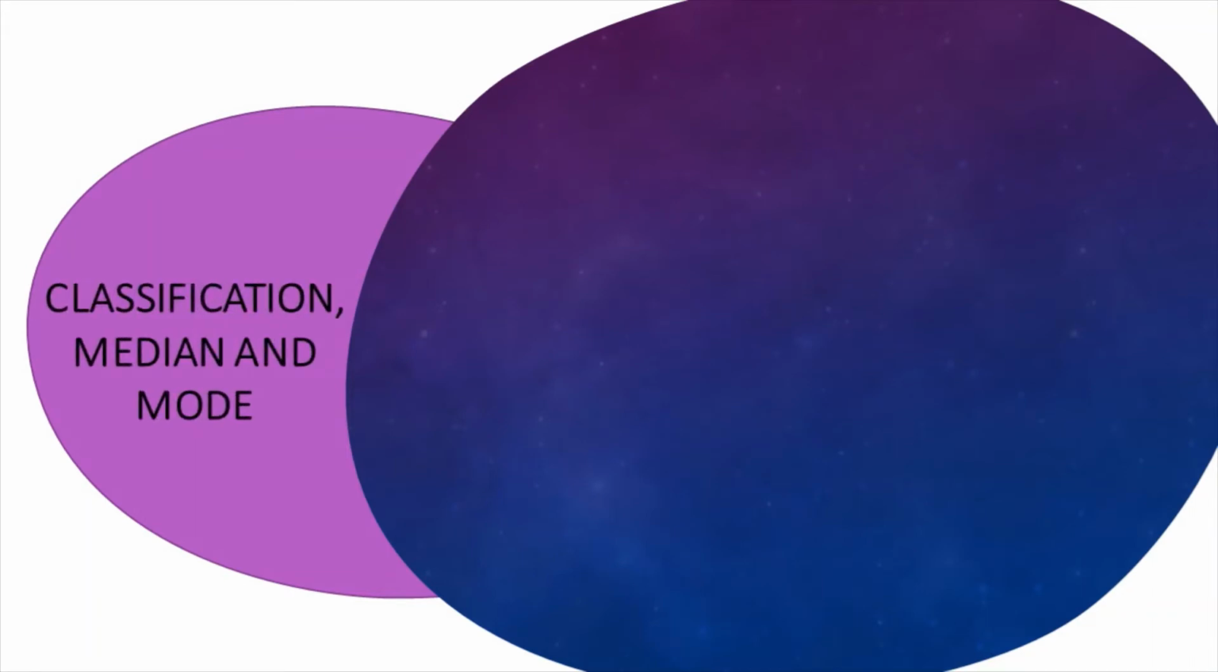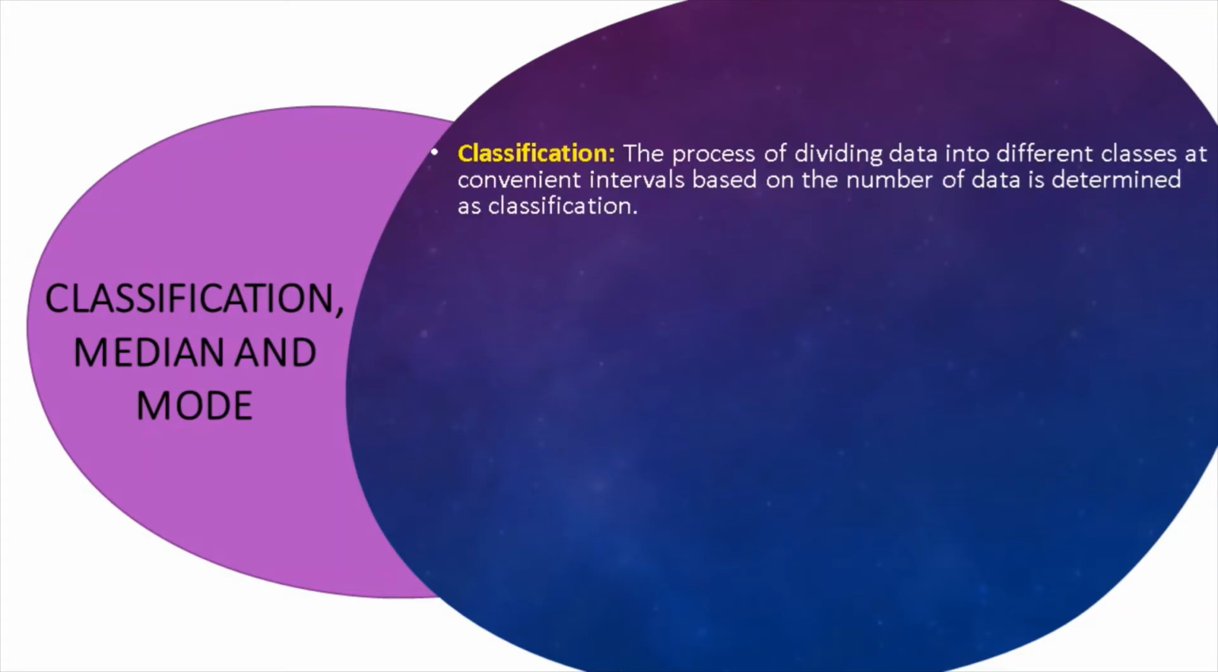Classification, median and mode. Let us see classification. The process of dividing data into different classes at convenient intervals based on the number of data is determined as classification, my dear. That means there are different classes at convenient intervals based on the number of data. That is the classification.